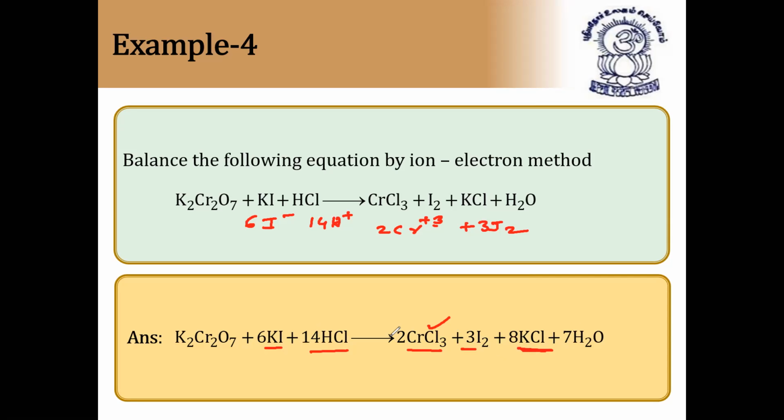Why did we get 8? Because already 14 chlorines are there, and here only 6 chlorines are there. So the remaining is 8. And potassium is 2 plus 6, 8. So 8 simply. And how many water molecules did we add? To the side deficit of oxygen atoms, add an equal number of water molecules. So we have added 7H2O. So automatically you'll get the answer. So this is called balancing the following equation by the ion electron method. Very, very important. They'll ask in the examination. Please note it down. I hope it is clear. Next.